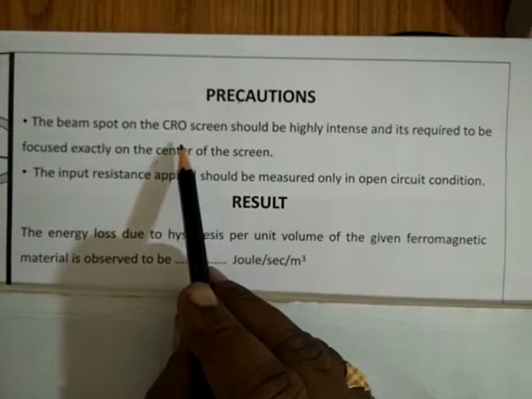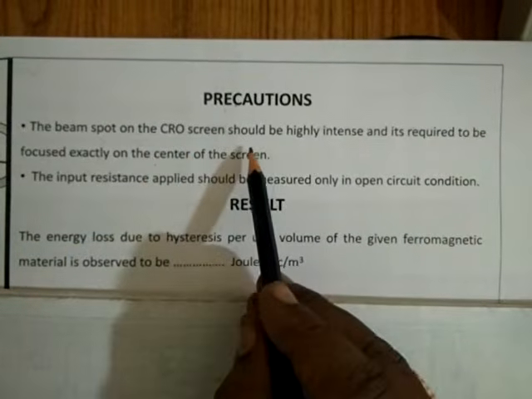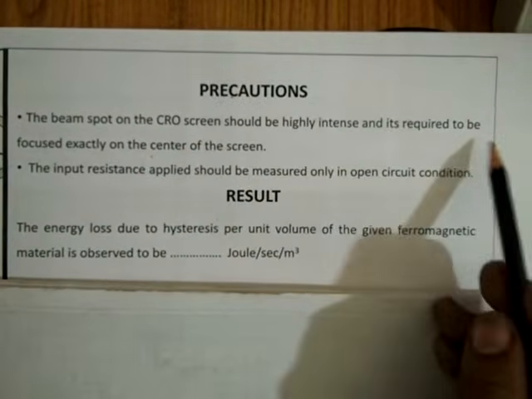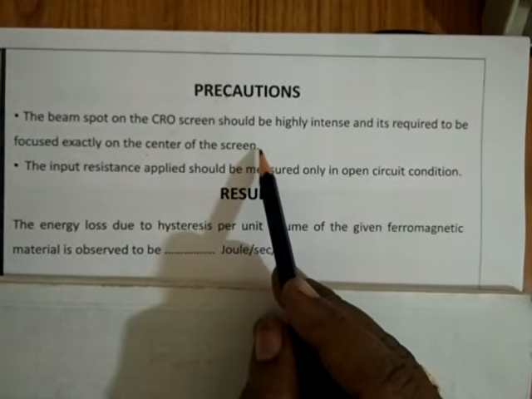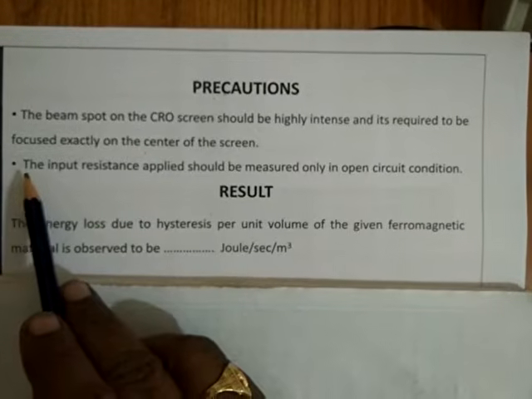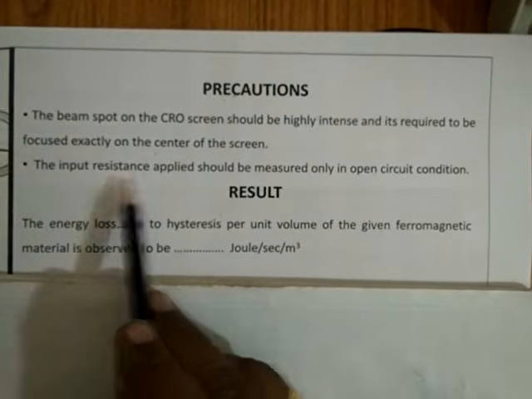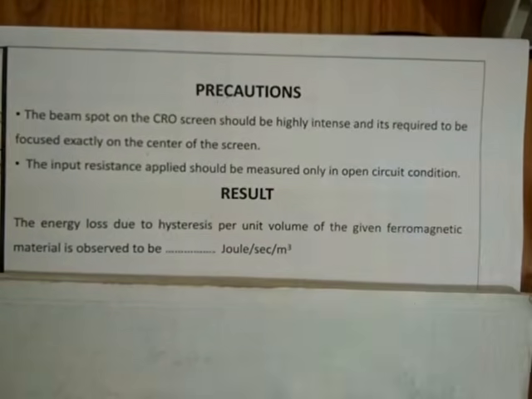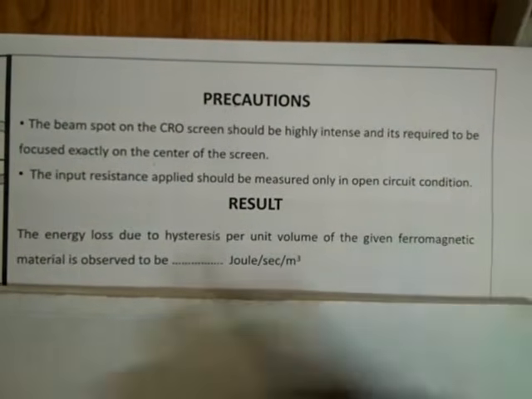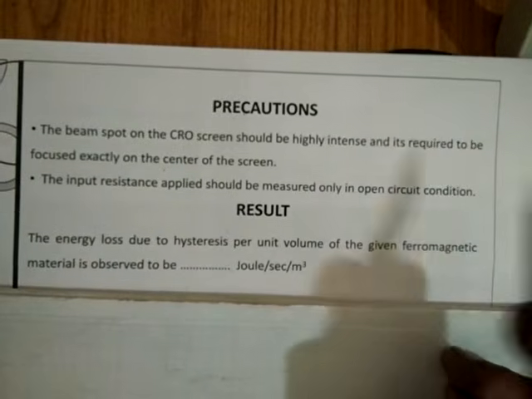The beam spot focused on the CRO screen should be highly intense and is required to be exactly focused at the center of the screen, that is the origin point. And the second precaution is the input resistance applied should be measured only in open circuit condition, just as I have previously demonstrated what is open circuit condition. So you have to do it only in open circuit condition.